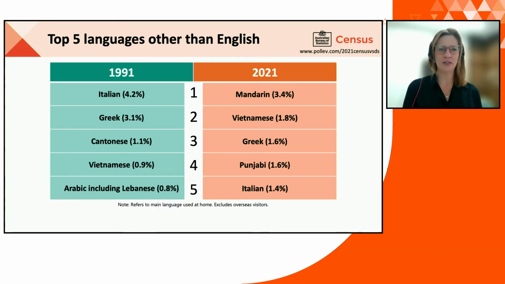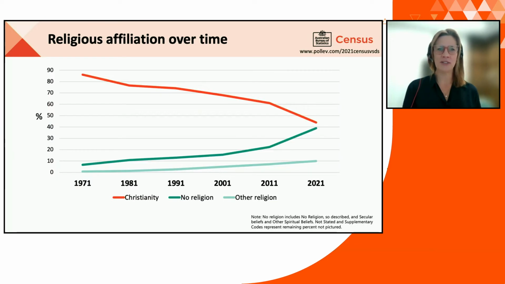The final story that I will tell on diversity is about religious affiliation. I'm starting here with a slide showing a very simple national picture that groups all the religions of a Christian denomination together in that orange bar. And then the dark teal bar is people who say no religion or express a secular or another spiritual belief.